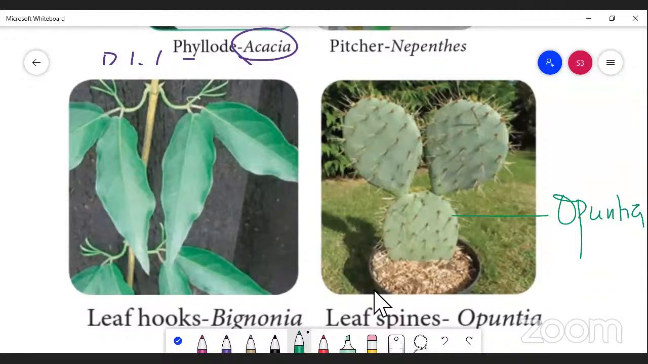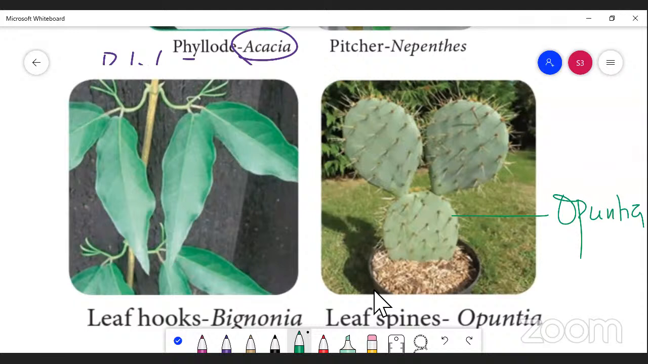The leaf spines are present in opuntia, right? It is also a modification of the leaf, because as they are grown in xerophytic, dry regions, the leaves are modified into spine-like structures. That spine reduces the rate of transpiration. Hence, water loss is prevented by the presence of leaf spines on opuntia, right?